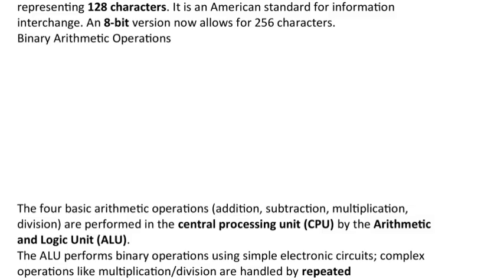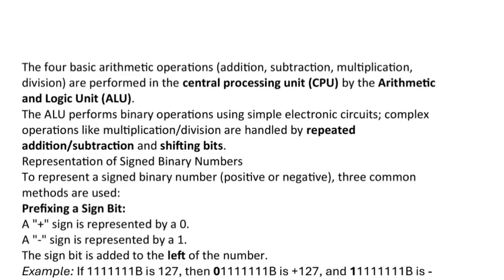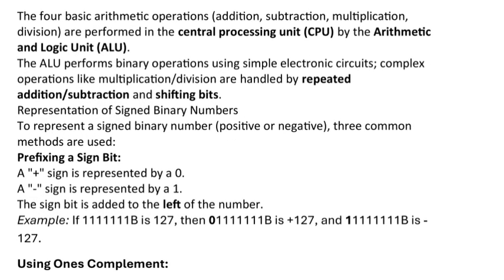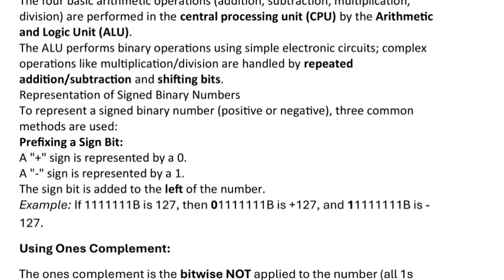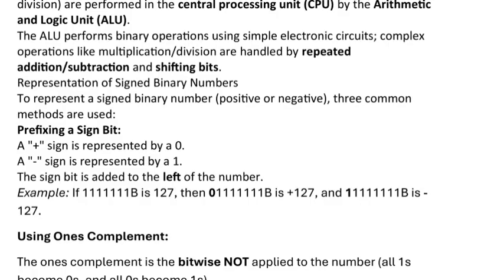Binary arithmetic operations. The 4 basic arithmetic operations, addition, subtraction, multiplication, division, are performed in the Central Processing Unit, CPU, by the Arithmetic and Logic Unit, ALU. The ALU performs binary operations using simple electronic circuits. Complex operations like multiplication/division are handled by repeated addition/subtraction and shifting bits.